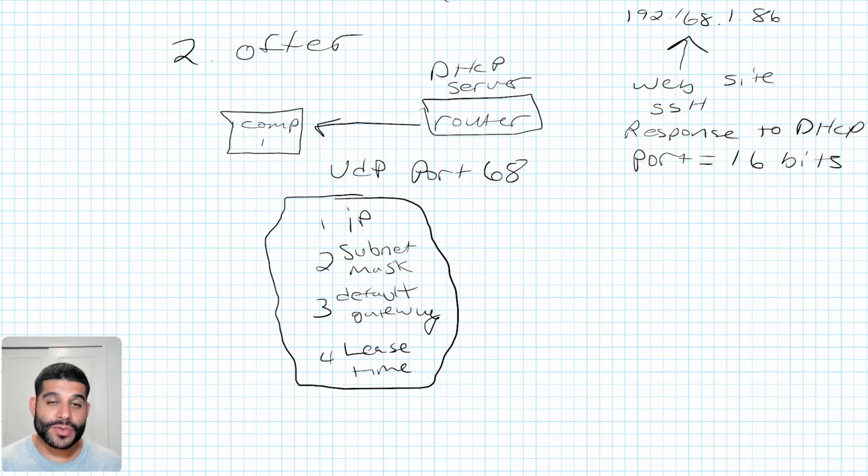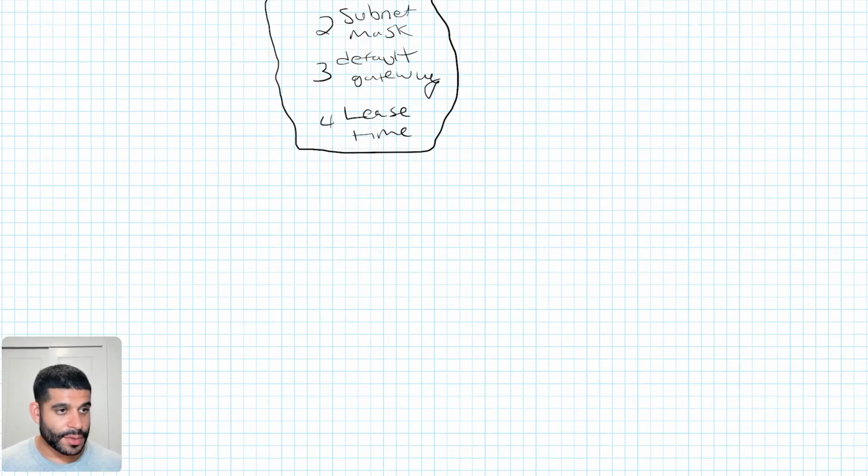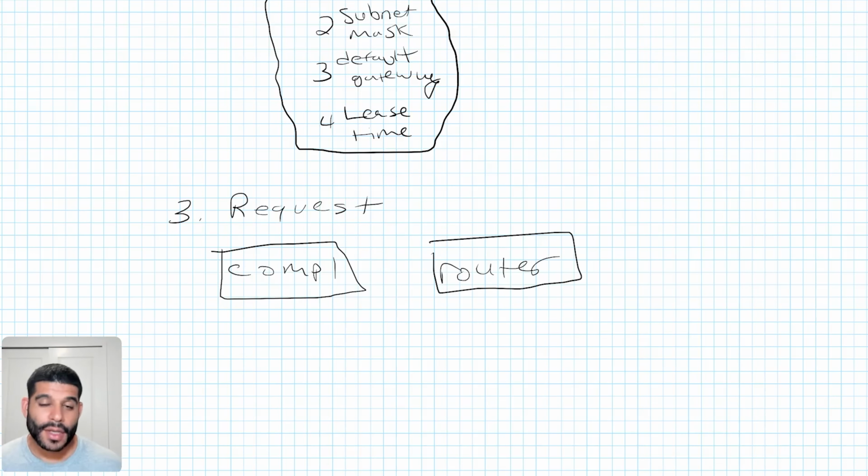Now that computer 1 has received all of these 4 items in its message, the next item on the list, and we'll scroll down here a little bit, let's say number 3, we call this request. Now keep in mind, guys, in the request stage, our computer 1, which is the client, sends a message back to the DHCP server, and it says, hey, I am going to select the offer, or one of the offers, that I received. And the reason I'm doing that is because I'm going to request the specific IP address that you gave me.